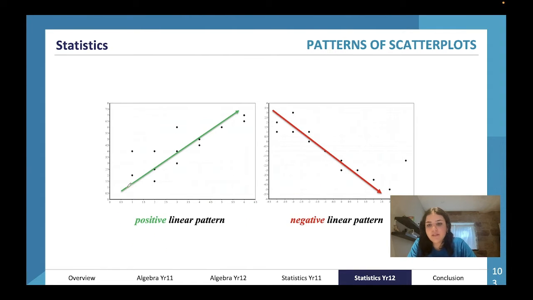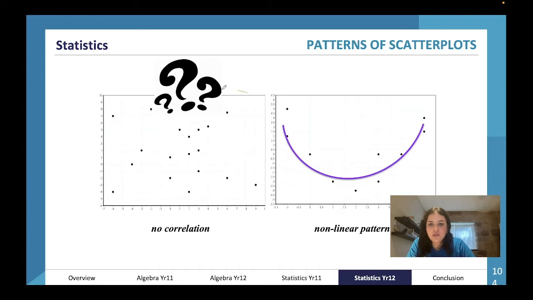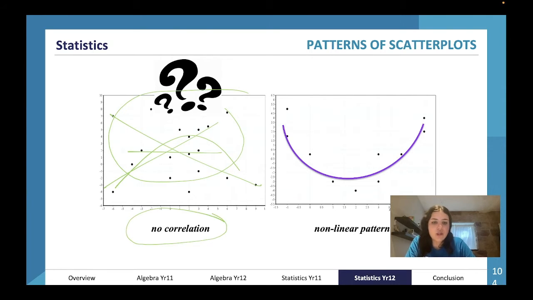Now this is a positive linear pattern because the dots are generally going from the bottom left to the top right. This is a negative linear pattern because the dots are generally going from the top left to the bottom right. Just like how this would be a positive gradient and this would be a negative gradient. This is no correlation because there is no way to draw a line or to put a curve in that represents these dots. This is a non-linear pattern because there seems to be some correlation, but it is nowhere near being a straight line.